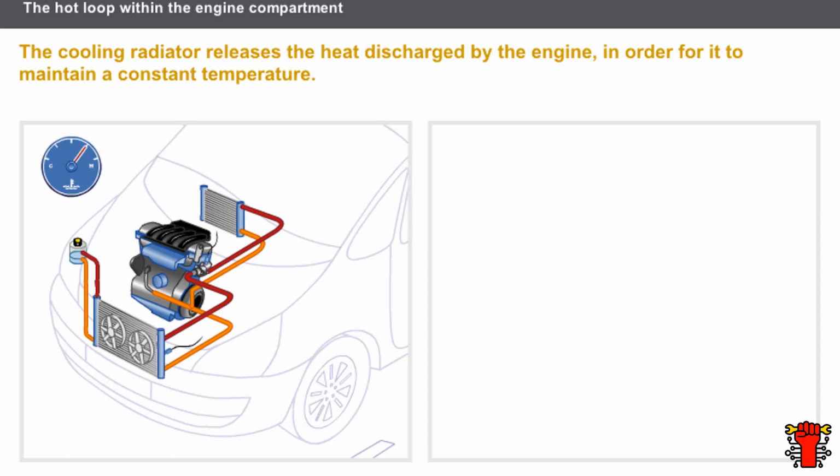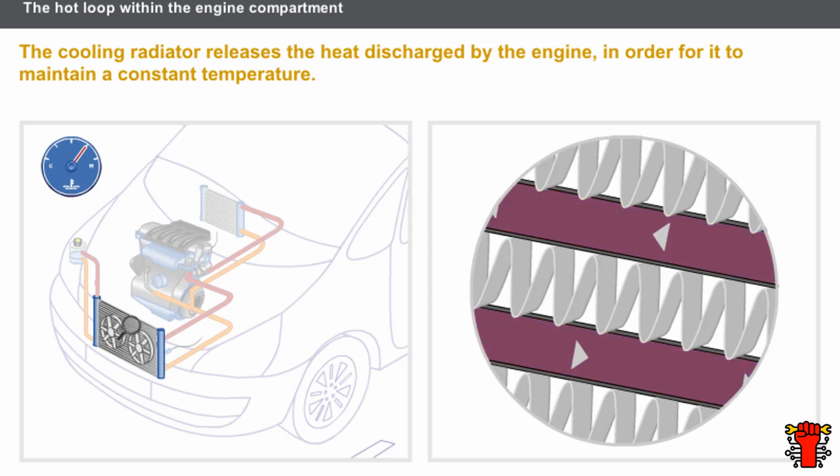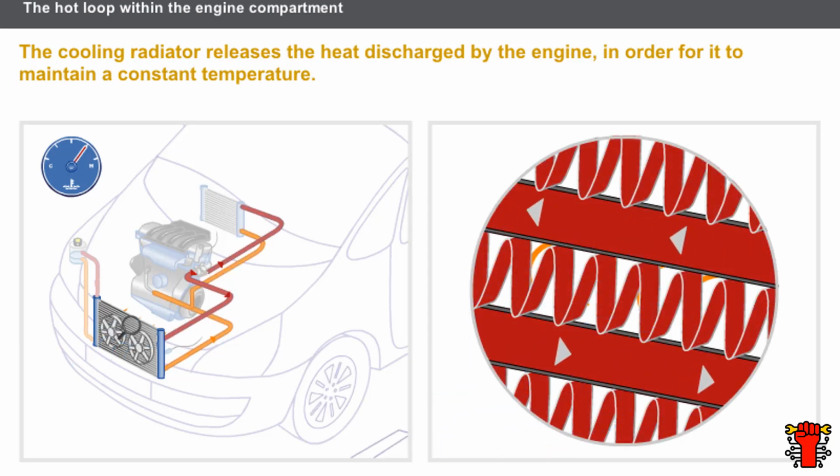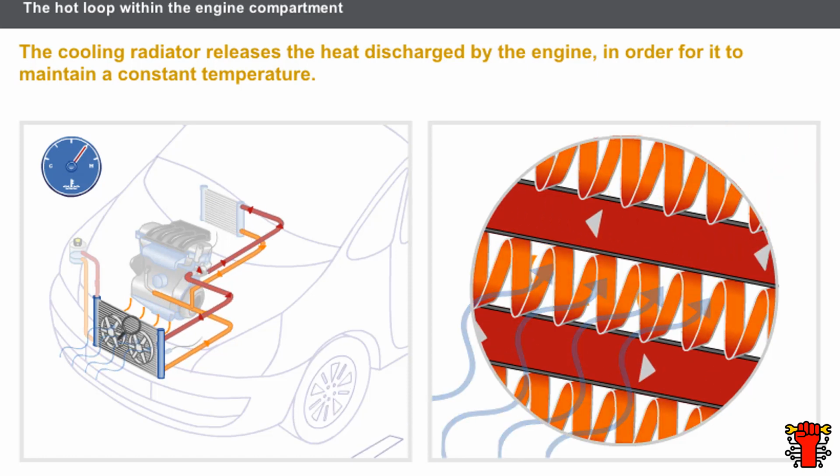Let us start with the cooling radiator. The cooling radiator is located at the front of the vehicle. The radiator evacuates the heat released by the engine in order for it to maintain a constant temperature. The coolant contains the heat released by the engine and enters the radiator hot. The heat of the coolant is then released via the flow of air through the radiator.